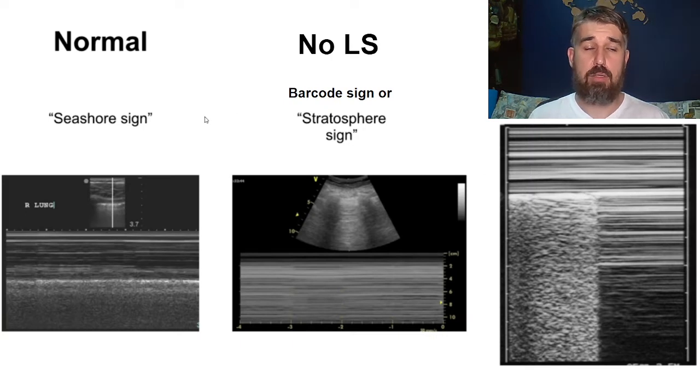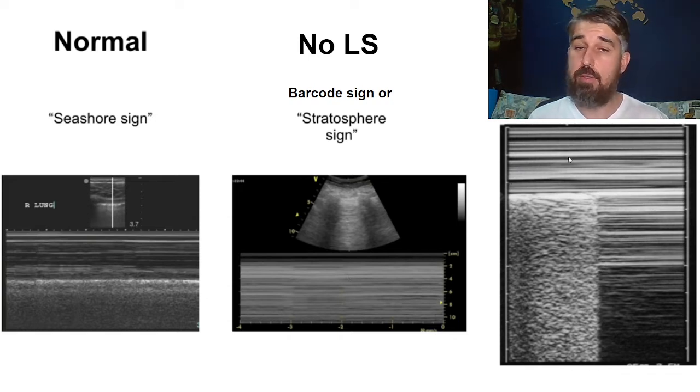So, to sum up, we have the seashore sign, that's normal. If we have no lung sliding, we can see the barcode or stratosphere sign. So it's pretty much all the same image. Instead of having the beach, we have a stratosphere or a barcode, and this means we can't see the healthy lung beneath it. So we have this artifact, meaning we have a pneumothorax.